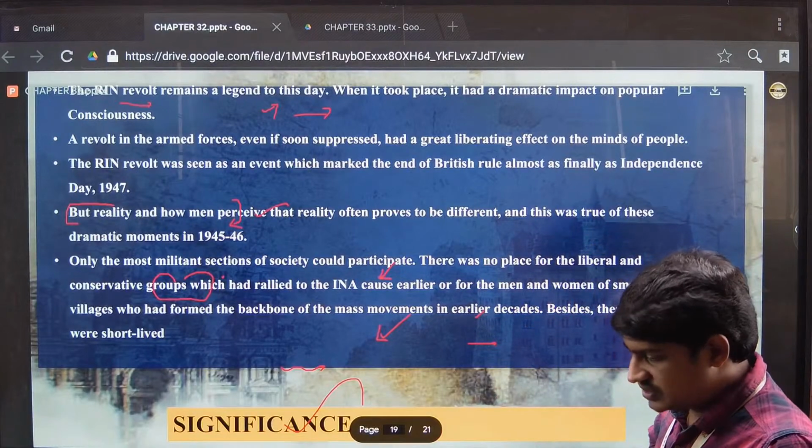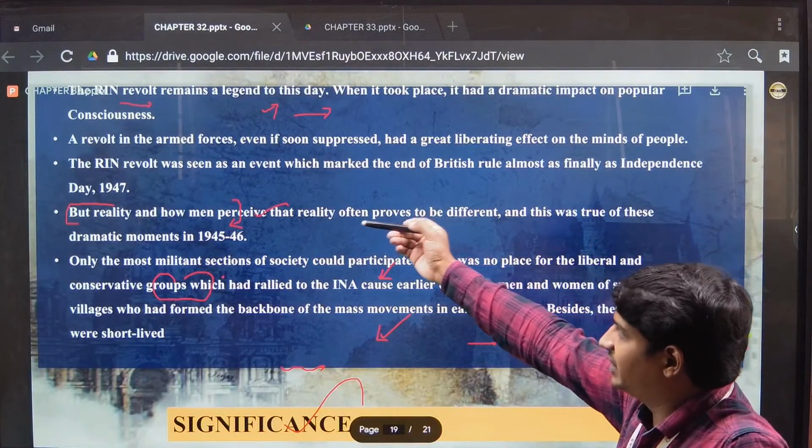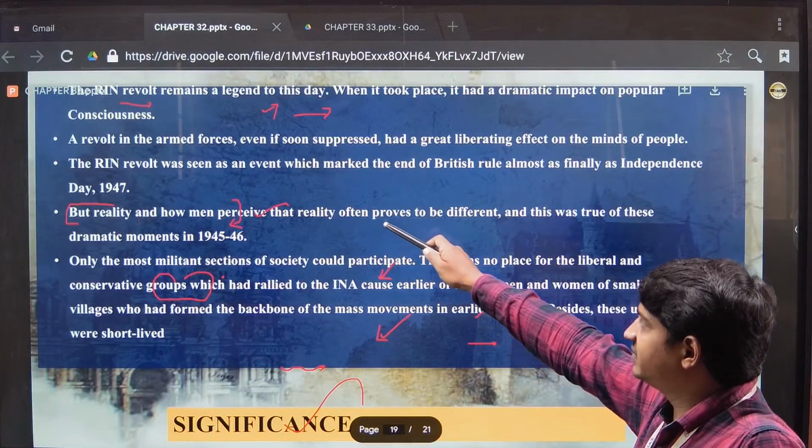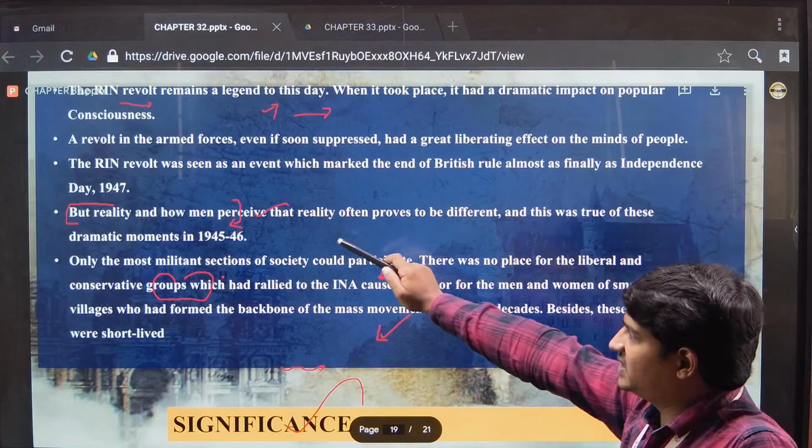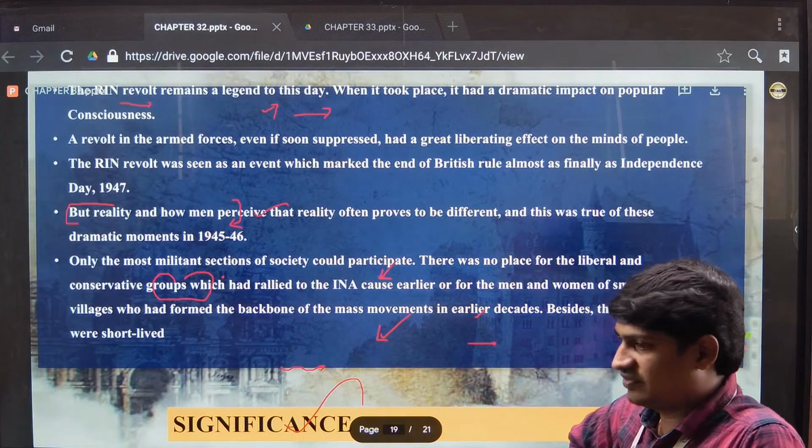So next one is in the line, but reality and how men perceive that reality often proves to be different, and this was true of these dramatic moments in 1945 and 46.